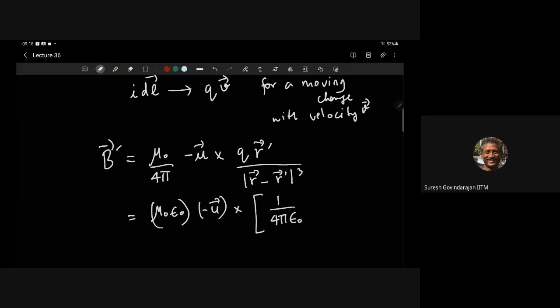We've been working in... okay, but now comes the fun part. What is this object in square brackets? It's E plus order u square, right? It's the electric field due to the thing, and r prime, if you remember, was in frame A.